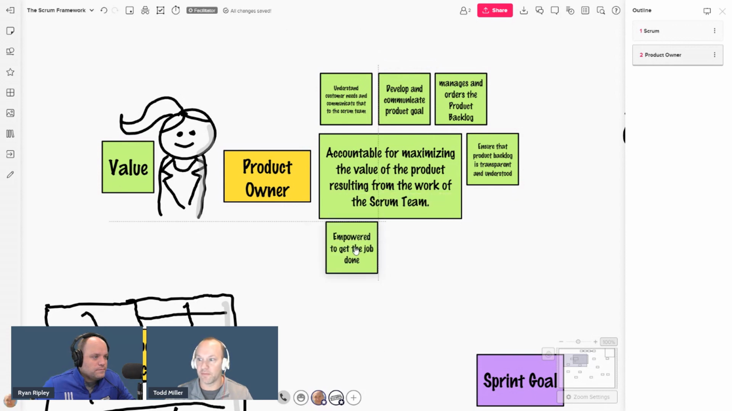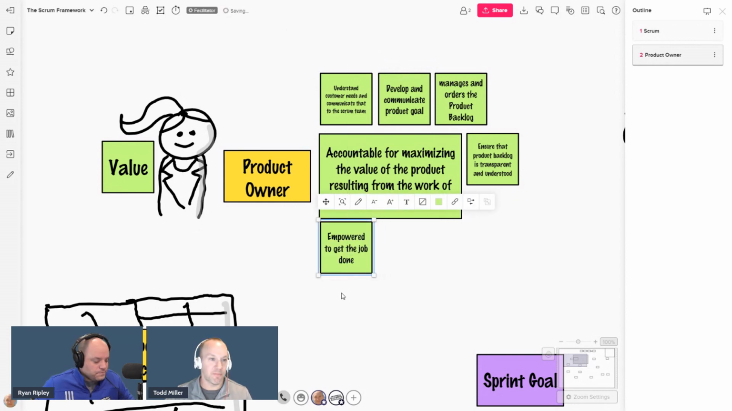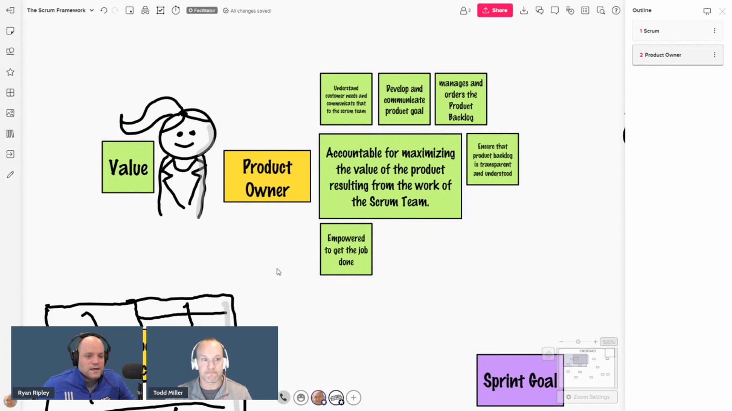And in order for them to be successful in it, they need to be empowered to get the job done, right? They need to be empowered by the organization to be this decision maker. There's a lot of decisions that need to be made here, right? And the reason why the product owner is such a powerful concept is that you have a single person making those decisions. Yeah, let's make sure we get that up there and really highlight this is one person, right?